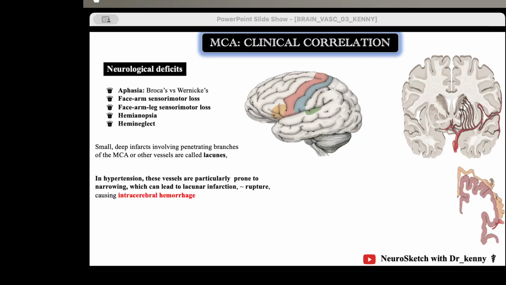So next time you see a stroke affecting the face and arm more than the leg, you think of the middle cerebral artery. And remember in the previous video I told you, if you see a stroke affecting more the legs than the arms, you think of the anterior cerebral artery. But if your stroke affects more the face and arms than the legs, you think of the middle cerebral artery. So this is not just anatomy, it's clinical power.